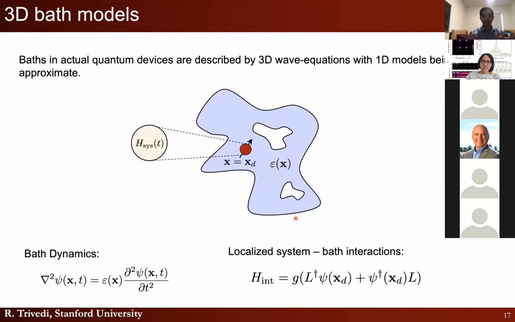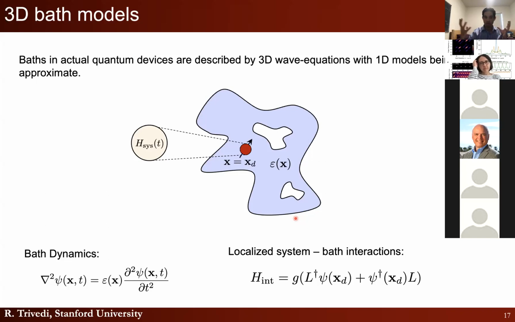And then finally, going on to the third class of models that we were interested in understanding, these 3D bath models, where we were saying that you can't really describe these baths by a one-dimensional wave equation, but in general, you're describing them with inhomogeneous 3-dimensional wave equations. So for example, you could have a bath which is described by a 3D scalar wave equation, and then you have a localized system coupling to this bath.